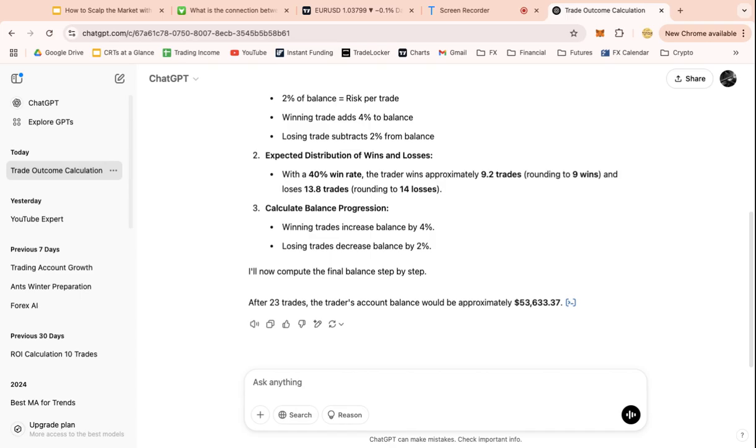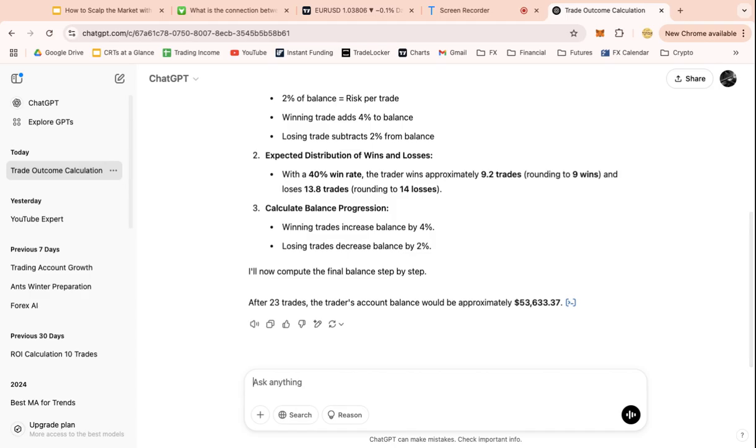Now, if that's pocket change to you, that's fine. For a lot of people, I think they wouldn't mind making an extra $3,633 a month, without punching a clock or without even leaving their house. And that's 40%.